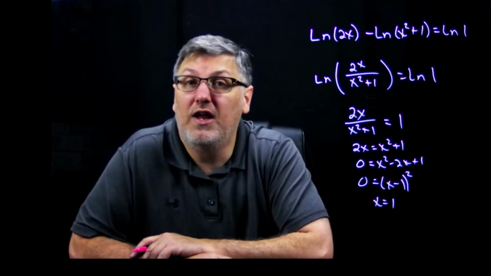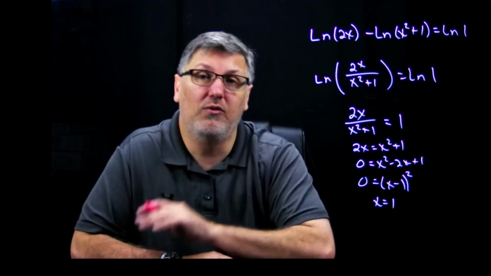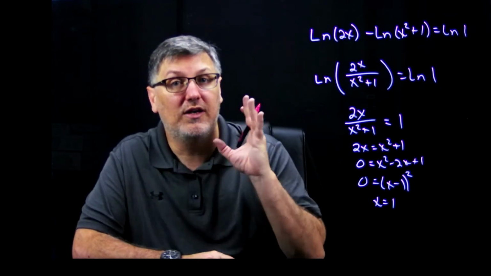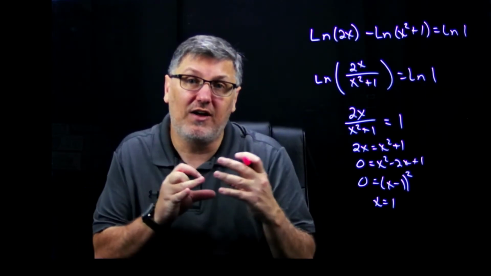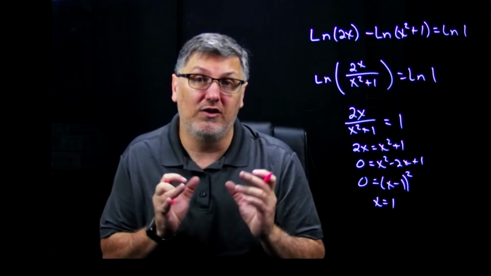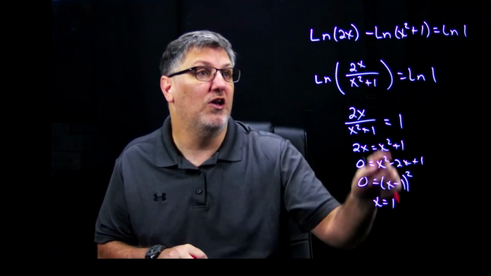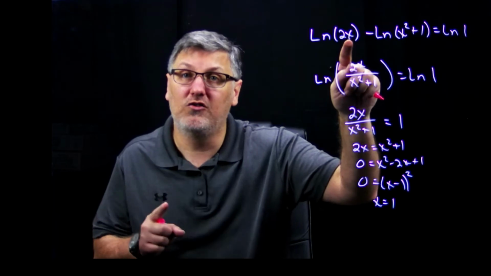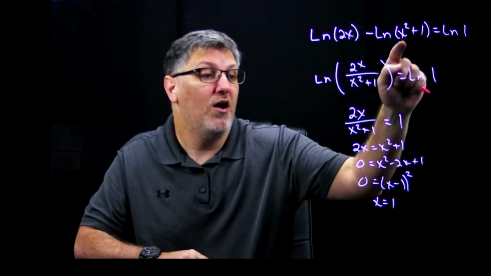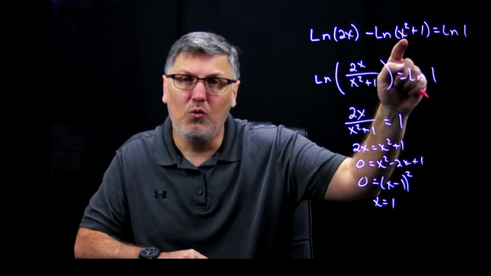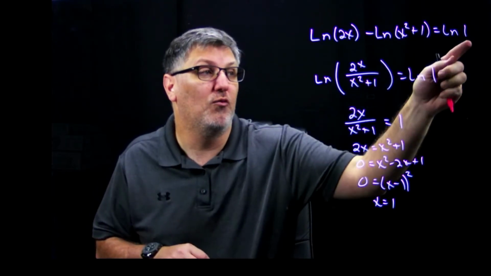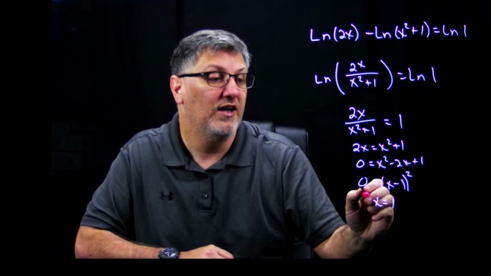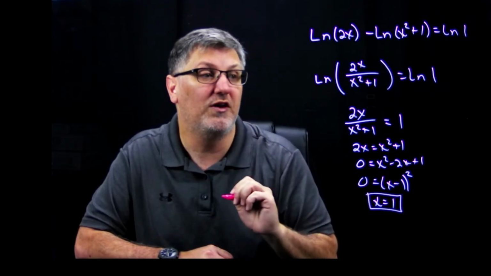Alright, so now that I have my solution as x equals 1, what I actually need to do is plug it in and make sure everything on the inside of the logarithm is greater than 0. So I'm going to put this 1 here. 2 times 1 is 2, greater than 0. I put my 1 here. 1 squared is 1 plus 1 gives me 2. That's perfectly fine. And then 1, I don't have to plug it in. So this is a solution. I have no extraneous solutions.